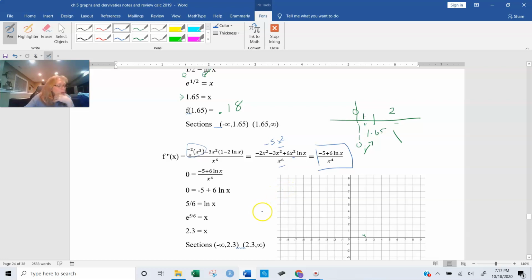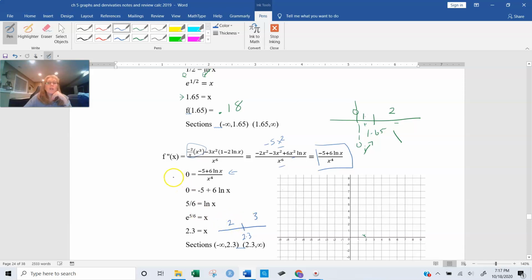All right, so at our second derivative, we're going to take them, set the numerator equal to 0, add your 5 divided by 6, take your natural log, and that's 2.3. So at 2.3 is our inflection point. So we're going to put 2.3 here. Okay, we've already checked some of these. So now we're going to check 2 and 3.